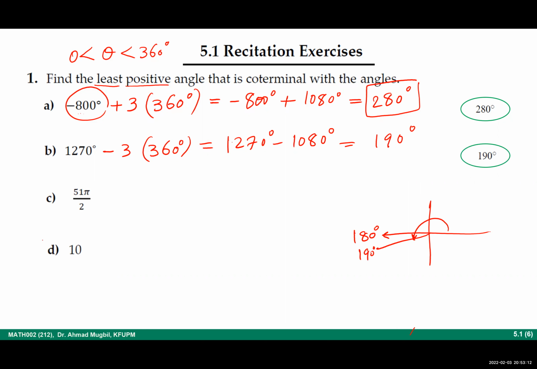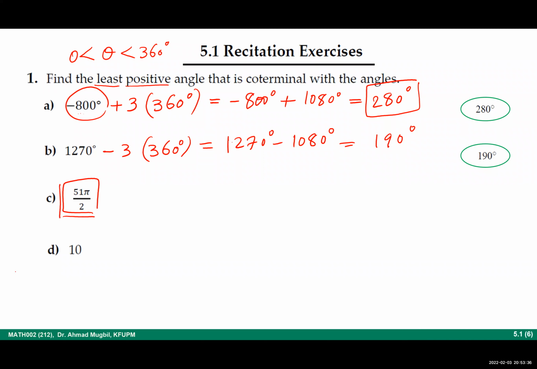In C and D, let's start with C. In C, in fact, the angle is in degrees. No, it is not in degrees. In C, it is in radians. I know that some of you still prefer to convert radians to degrees and then find the coterminal. I don't agree with them, because you may use this at the beginning, but not always.